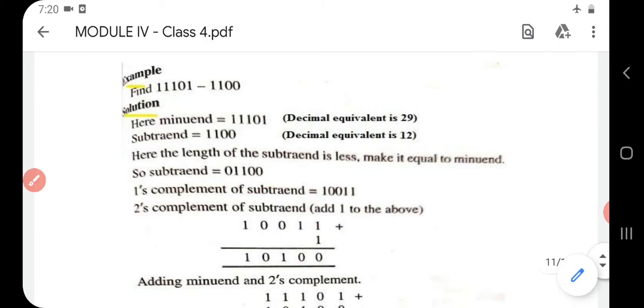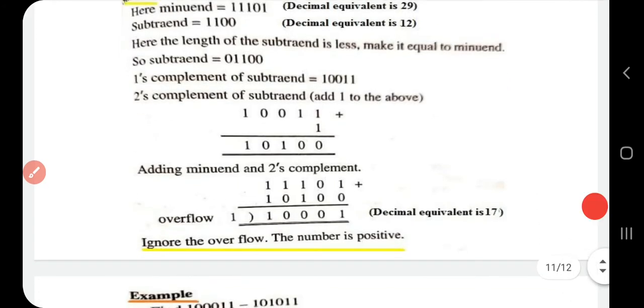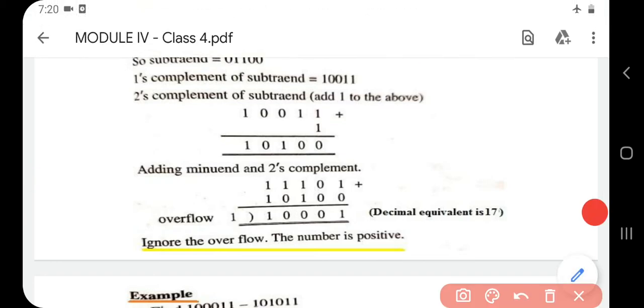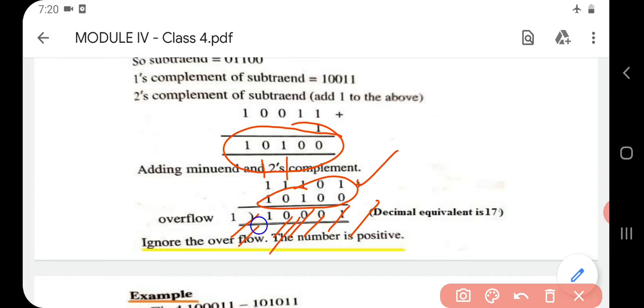Okay. Now the next step is you are adding minuend and 2's complement. That is the minuend as per the question, and the 2's complement, this one you are adding. You are just adding 1 plus 0 is 1, 0 plus 0 is 0, 1 plus 1 is 0 with a carry 1. So 1 plus 1 is again 0 with a carry 1. So you will have got 1 plus 1 plus 1, that will be 1 again with a carry 1. So here you have got an overflow. So that means the given number obtained is positive.